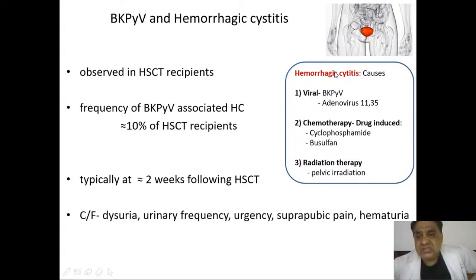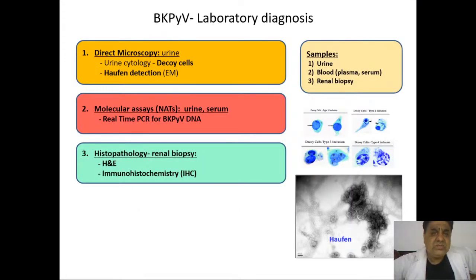But remember, hemorrhagic cystitis is not just caused by BK virus. Adenovirus 11 and 35 can also cause the same situation in transplant recipients. Chemotherapy drugs can induce it, drugs like cyclophosphamide and busulfan can cause cystitis. Radiation of the pelvis can also cause hemorrhagic cystitis. So all these things have to be taken into clinical account when you are discussing the differential diagnosis of such a patient. How do you diagnose BK virus?